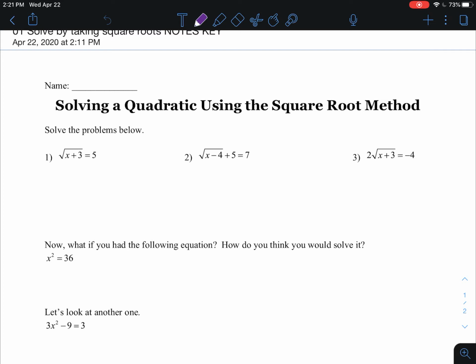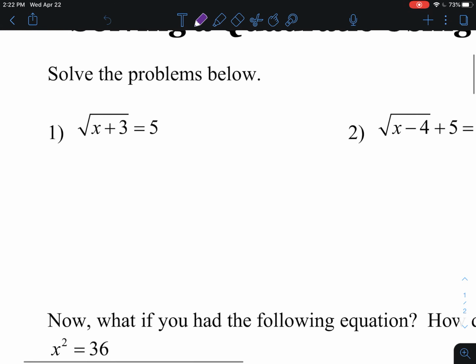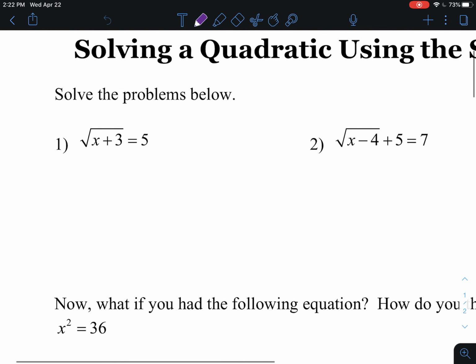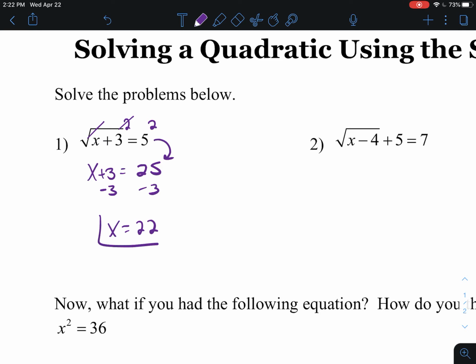The first method to solve a quadratic is to use square roots. So let's just review what square roots are. Remember, a square root is the opposite of a square, so for number 1, in order to solve for x, we would square both sides. What that would do is cancel the square with the square root, so we'd be left with x plus 3 is equal to 25, because 5 squared is 25. Subtract 3 from both sides, we get x is equal to 22, and that would be our answer.